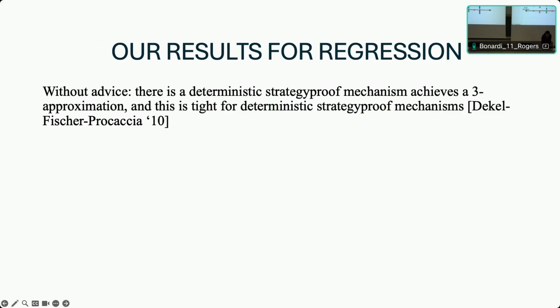So in the without advice setting, Dekel et al. present a deterministic strategy-proof mechanism that achieves a 3 approximation. And they also show that this is tight. In other words, even for fitting a constant function, you can't do better than a 3 approximation.